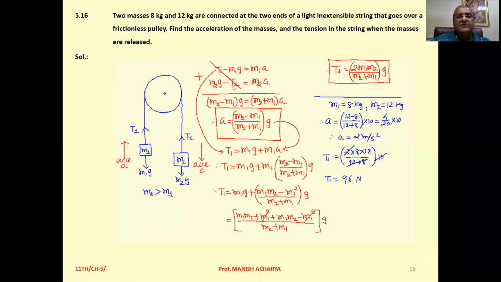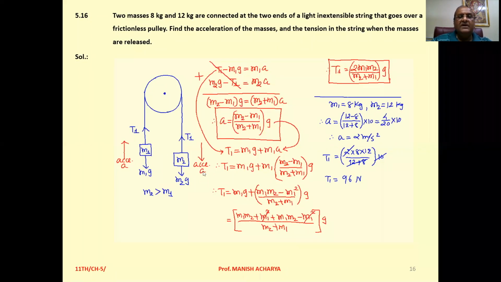Now, if we take the summation of these two equations, then T1 and T1 cancel. So we can write M2g minus M1g. From that, if we take g common, then (M2 minus M1) into g. On the right hand side, (M2 plus M1) into a. Now, if we make a the subject, then a equals (M2 minus M1) upon (M2 plus M1), this whole thing into g. So this is the equation for the common acceleration of the system.